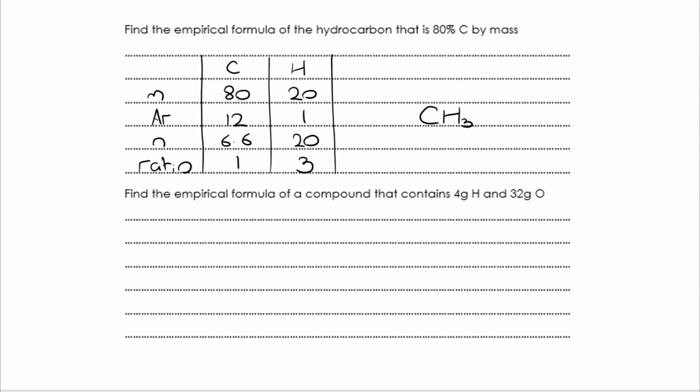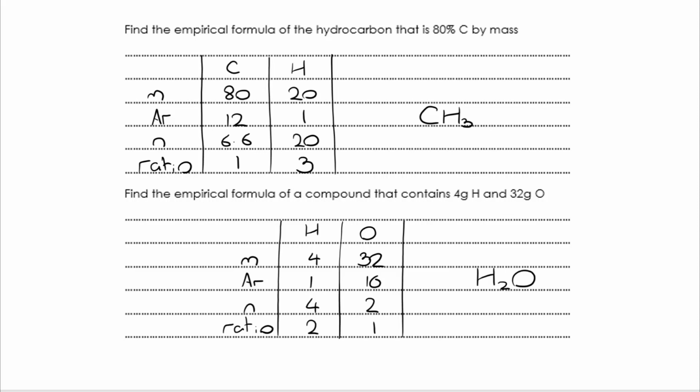And then we have another one where we're actually told both of the elements and their masses. So you'll note this is not a percentage by mass. I've got H, I've got O. I put my masses in, 4 and 32. I put my atomic masses in, hydrogen is 1, oxygen is 16. M over Ar takes me to 4 and 2. They're not the smallest whole number ratio, so I can divide both of them by 2. I get 2 H's, 1 O, I get H2O.